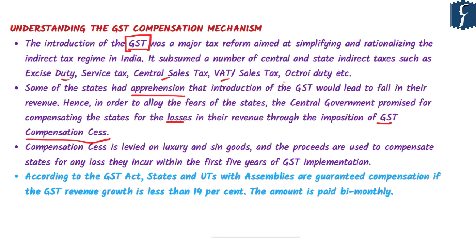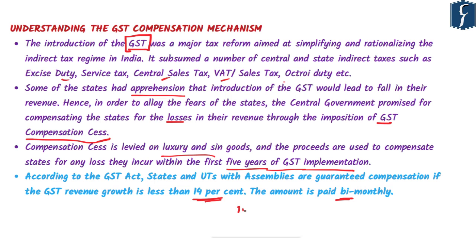This compensation cess is levied on luxury and sin goods, and the proceeds are used to compensate the states for the lost revenue. This would be done for 5 years from the commencement of the GST regime. It was so important that it was made part of the legislation. According to the GST Act, states and UTs with assemblies are guaranteed compensation if the GST revenue growth is less than 14%. The amount is paid bi-monthly.